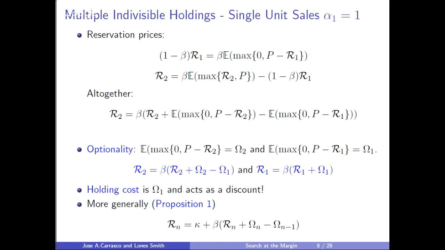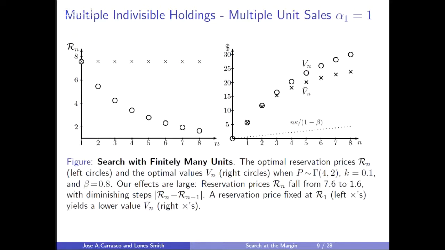We extend this for n units, and we're able to write the reservation prices like this. In this formula, you get the dividend today, and tomorrow you get the reservation price, the optionality of the nth unit, and you offer a discount of the inframarginal units. Let me show you simulations for general distributions. We just went through the two units case, but this is more general.